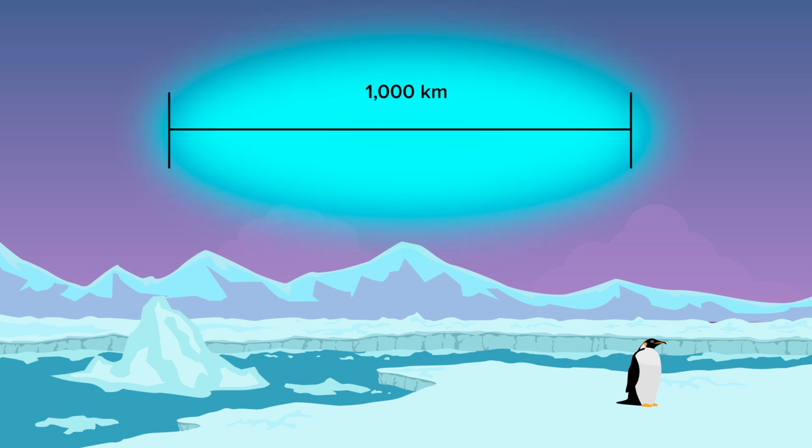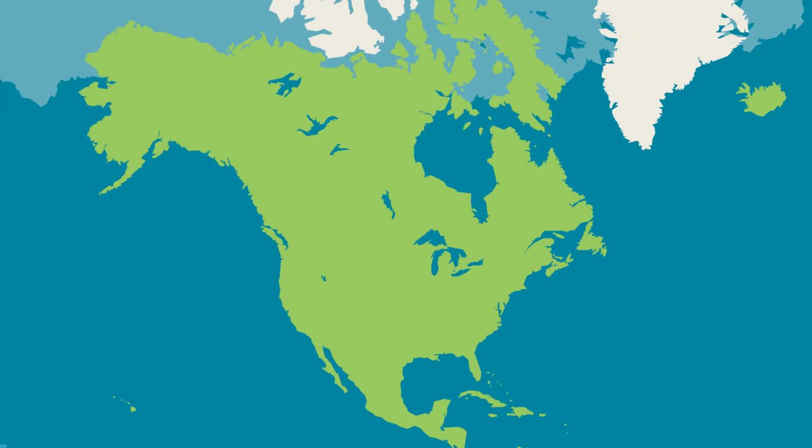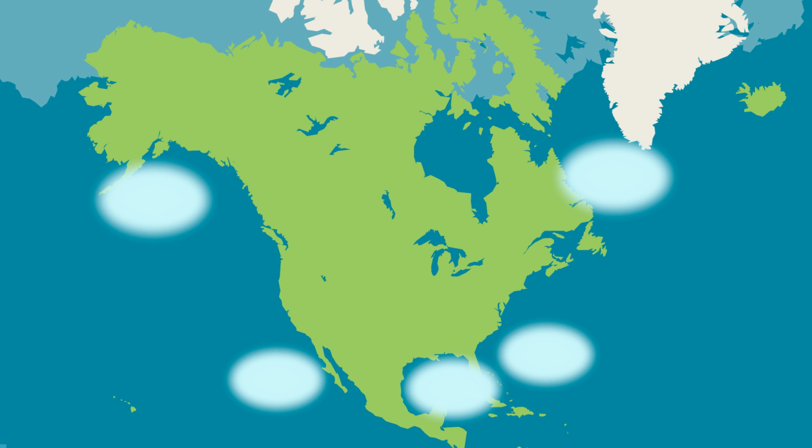Air masses can be very large and can extend for 1,000 kilometers or more. Let's look at the 5 types of air masses that affect North America. Air masses are characterized by their source region. Air masses that form over water are referred to as maritime masses. Since they form over water, the air in these masses is humid.